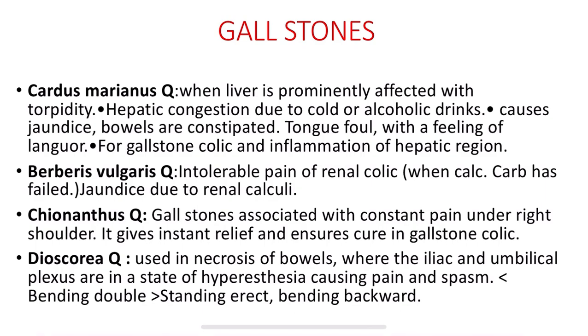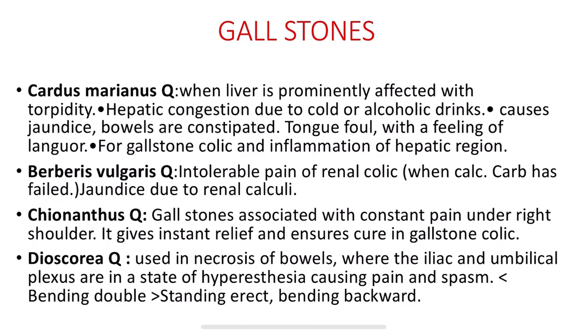The next common mother tincture is Berberis vulgaris. There is intolerable pain of the renal colic. When Calcarea carbonica failed, we next go for Berberis vulgaris. The jaundice is due to the renal calculi. So the renal calculi, we have obstructive jaundice here. The calculi is obstructing, resulting in jaundice.